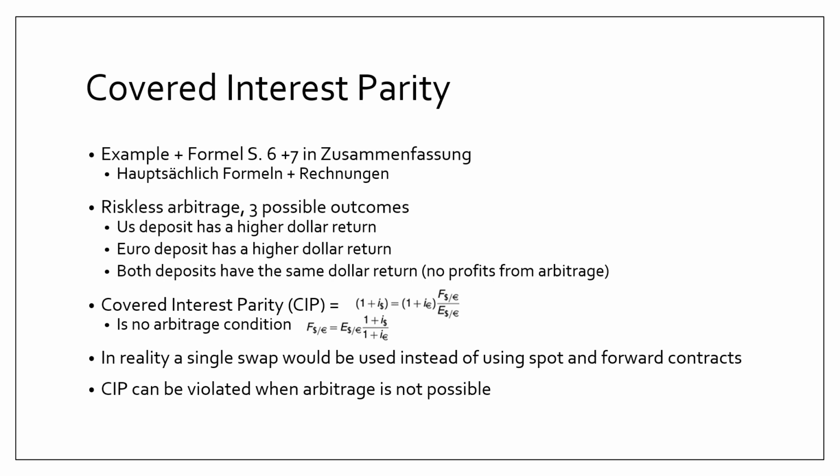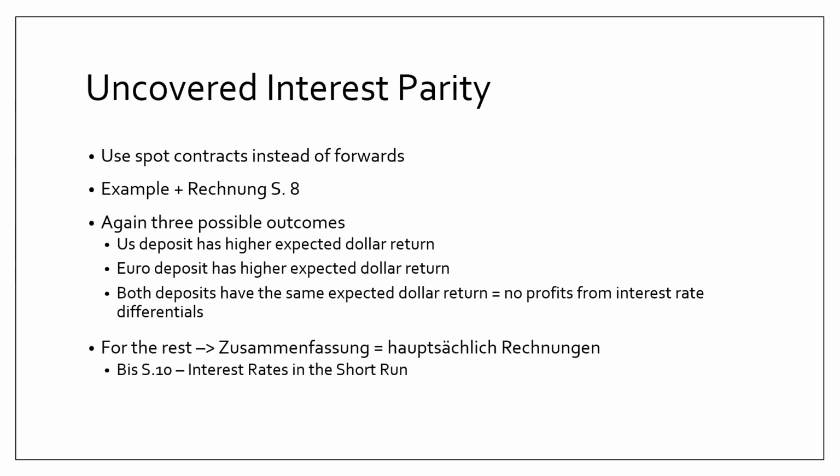If we take a look at the evidence on CIP, we can make the assumption that CIP can be violated when arbitrage is not possible. Uncovered interest parity. A second way to exploit interest rate differentials is to use spot contracts instead of forwards and accepting the exchange rate risk.